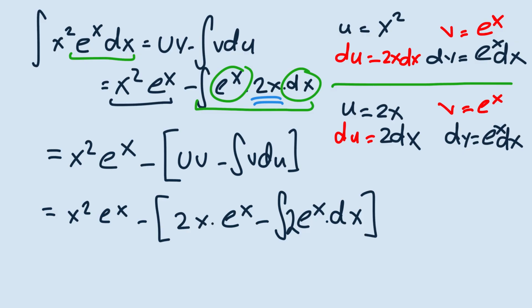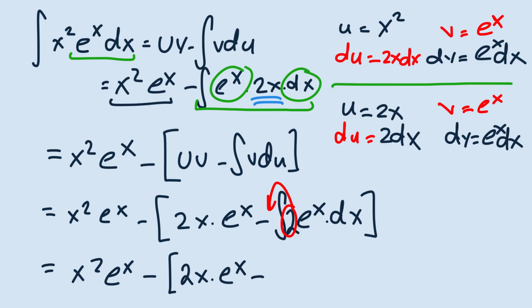Now let me just write 2 here and dx. Now this 2 I have to bring to the front. So x squared times e to the power of x minus, 2x times e to the power of x minus 2 times the integral of e^x, which will be simply e^x. And of course, we should not forget the c.